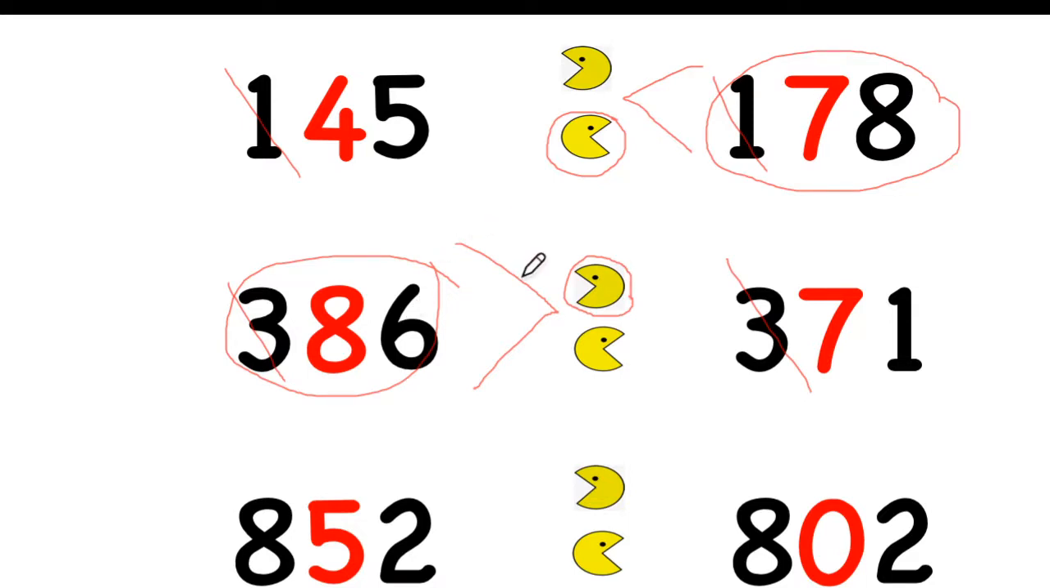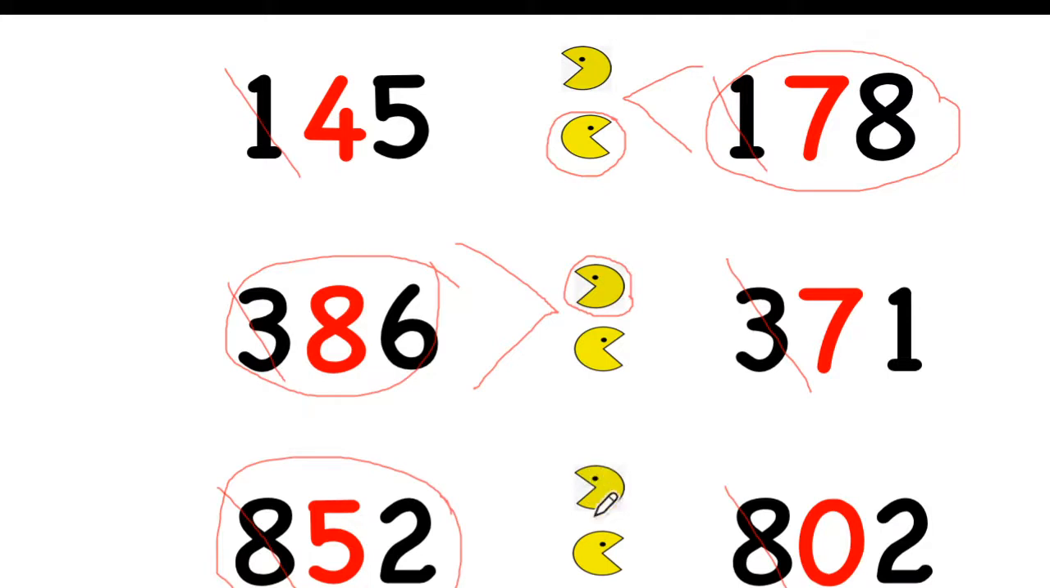386 is greater than 371. Let's do the last one. Again, we have the hundreds the same. 800 and 800 is the same. We will use the tens digits to compare. We have 5 and 0. Which one is greater? 5 or 0? Which one is bigger, stronger number? 5. Very good. That means that this number is greater. Because 5 is greater, the whole number is greater.